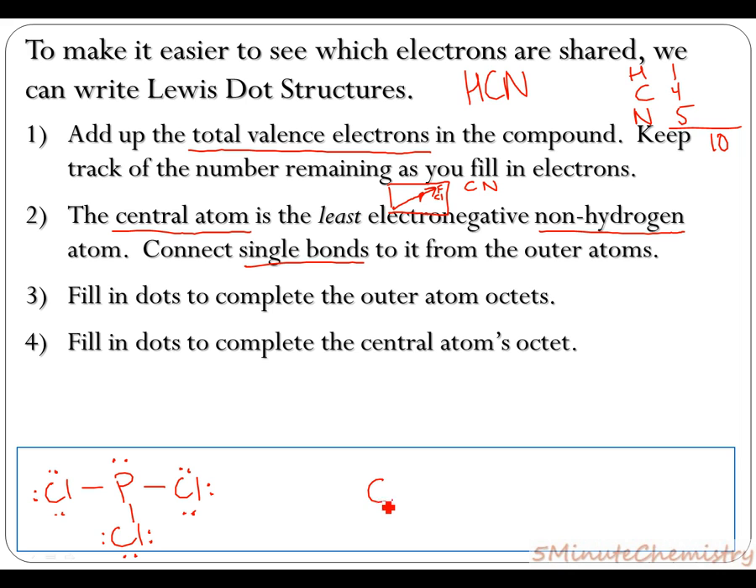So we start with our carbon, flank it with hydrogen and nitrogen on its sides, and then we're going to draw in those single bonds. So I have 2 single bonds, that's 4 electrons placed, subtract it from your total, and we're left with 6. Now we want to fill dots to complete our outer atom octets.